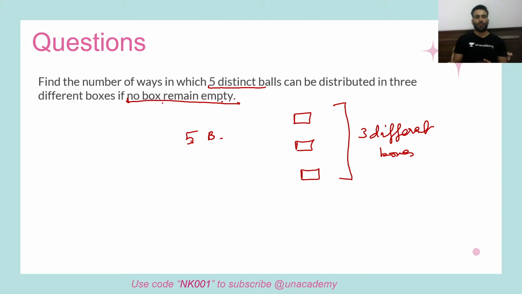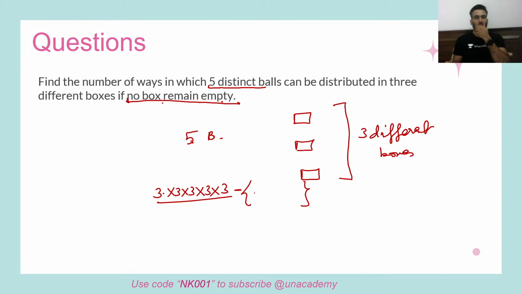Obviously, the first ball has how many options? 3 options to go. And the second ball also has 3 options. Third also 3, fourth also 3, and fifth also 3. Now let's remove those cases when we were having boxes empty. I figured out the total number of cases. Now I'm subtracting the cases when 1 box was empty, 2 boxes were empty. I'm doing this simple math.